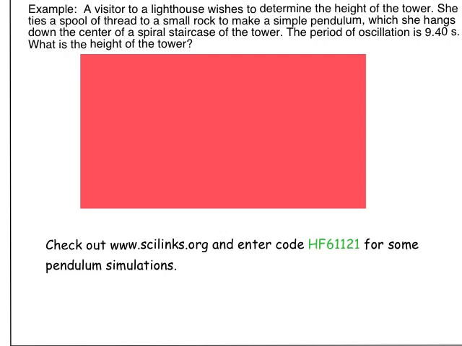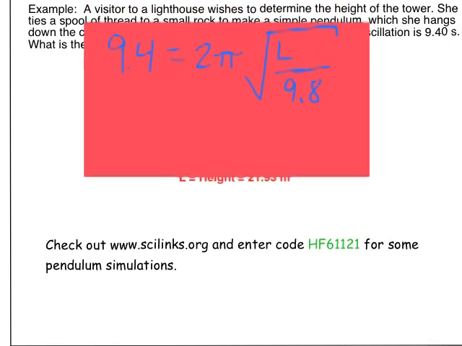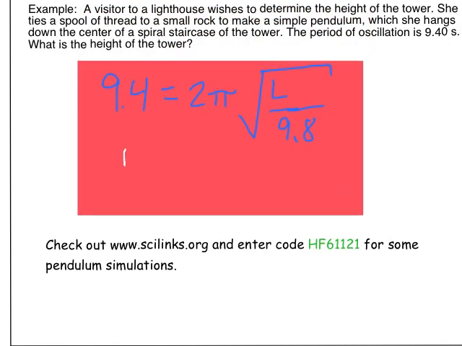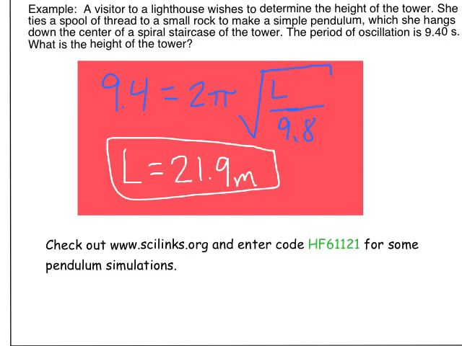We're going to set up the period is 9.4, and that's going to equal 2 pi times the square root of L over g. L is our height, that's what we're looking for, and then gravity is 9.8. I did a capital L so you don't think it's a 1. You're trying to find the length or the height of the pendulum. I'll walk around and help you, but you should get somewhere a little under 22 meters.